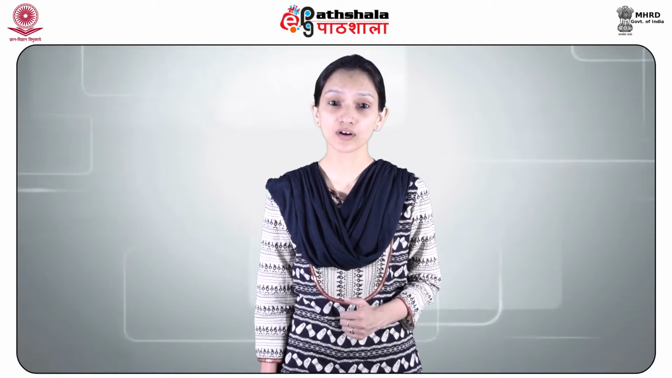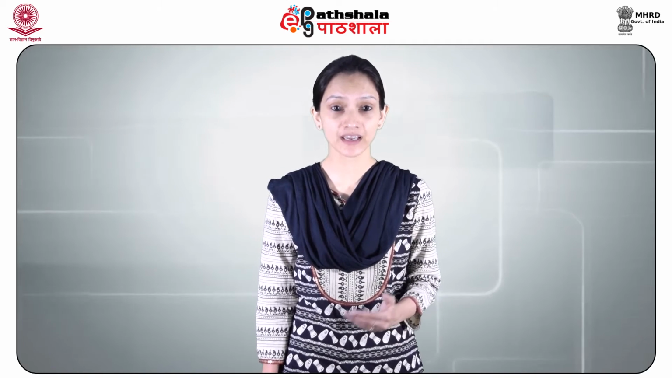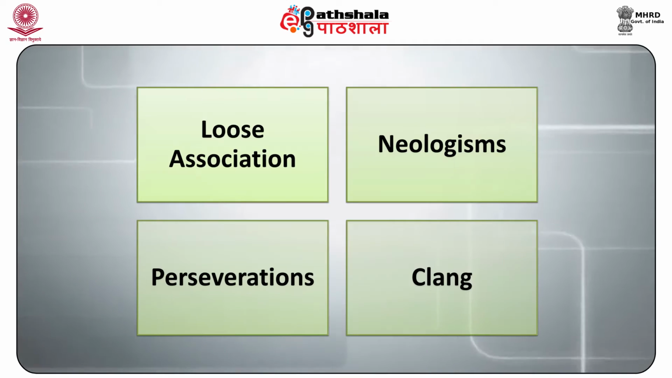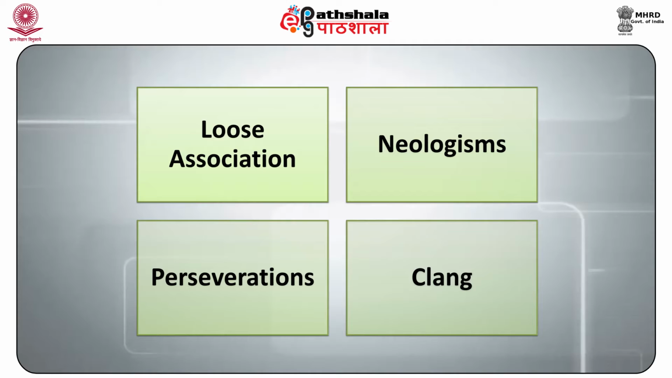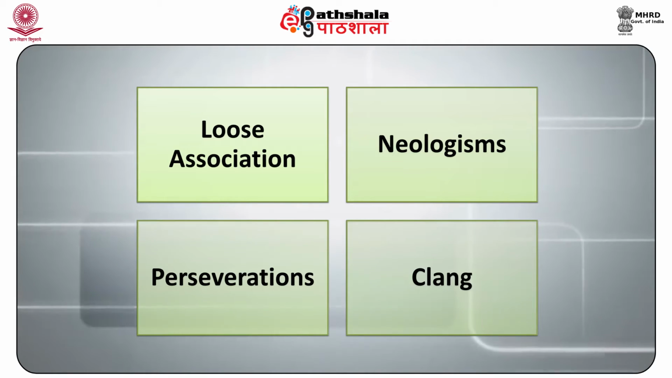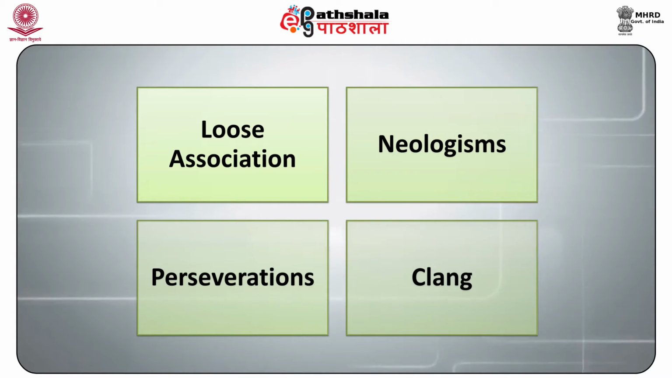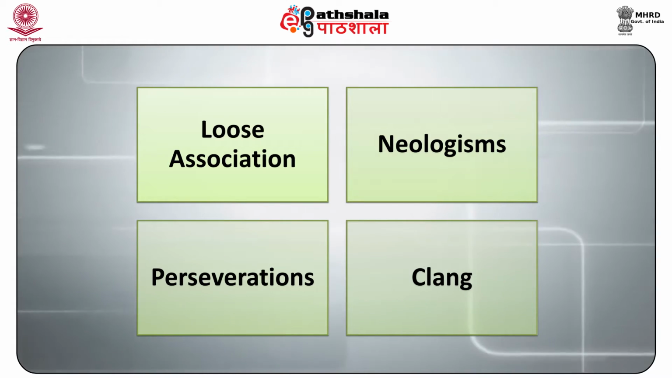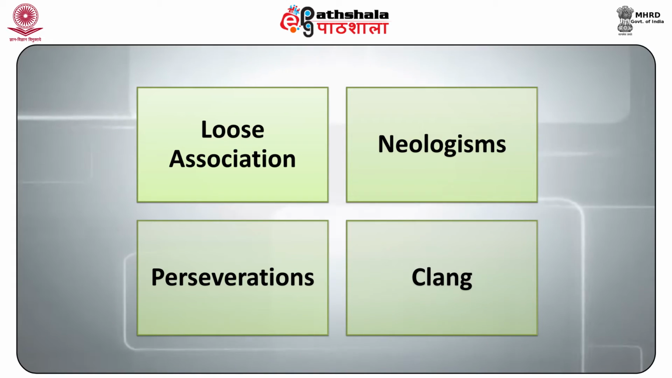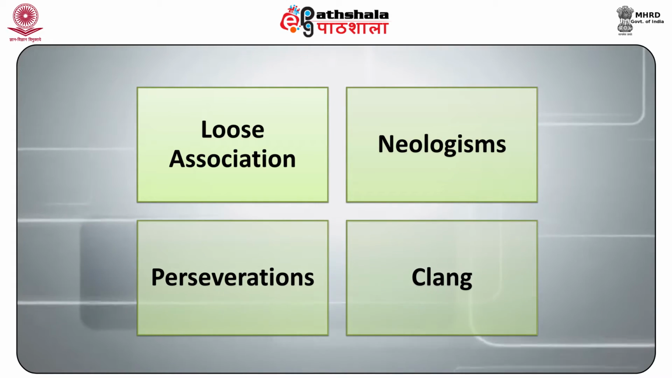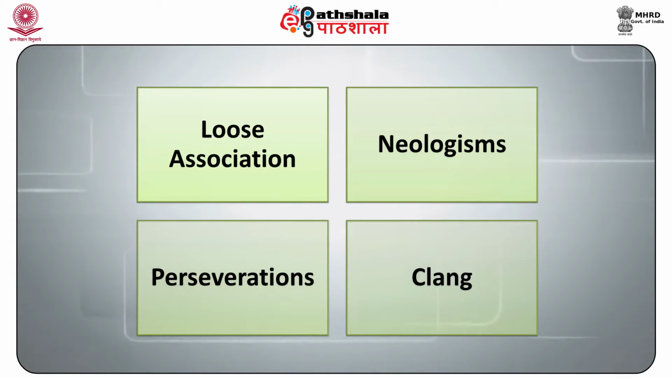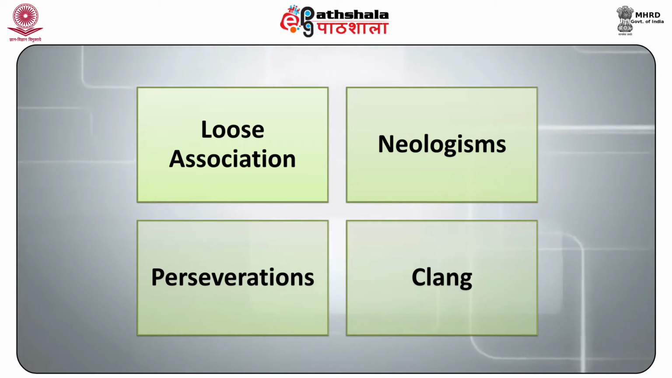Common signs of disorganized speech in schizophrenia include loose associations, quickly fluctuating from topic to topic with no association between one thought and the next. Next is neologisms, made up words or phrases that only have meaning to the patient. Next is perseveration, repetition of words and statements. Next is clang, senseless use of rhyming words.